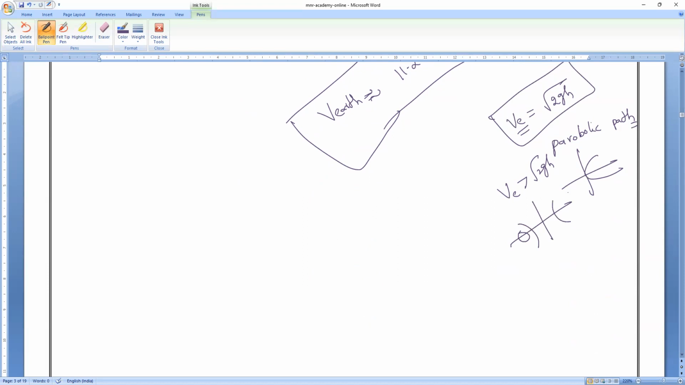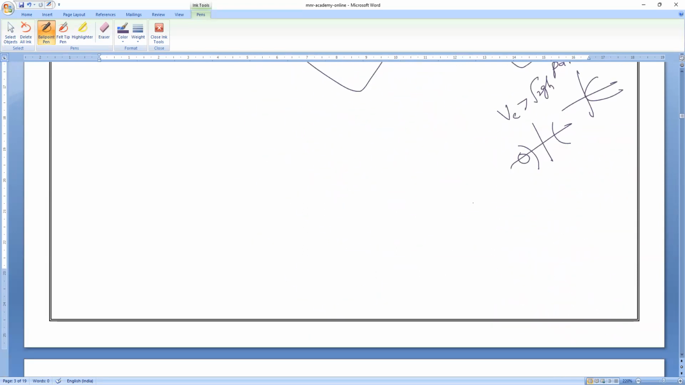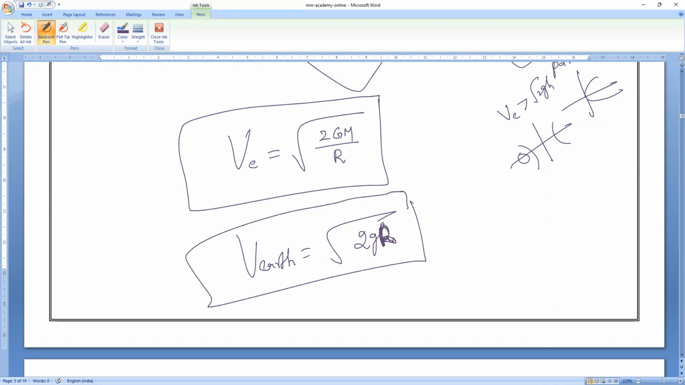So what is the escape velocity formula, everybody? The escape velocity formula is equal to root over 2GM divided by R. This is the most popular formula for any planet. For Earth, the escape velocity is root 2gR. This is also a very popular formula for Earth.